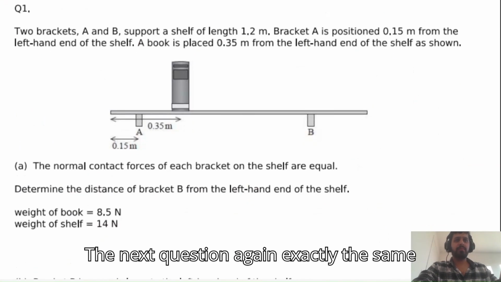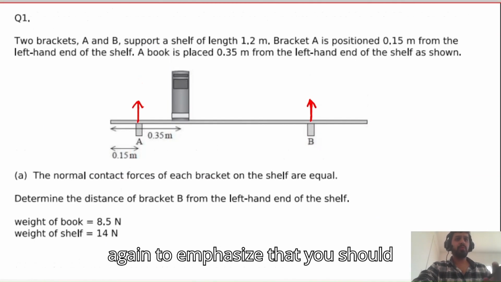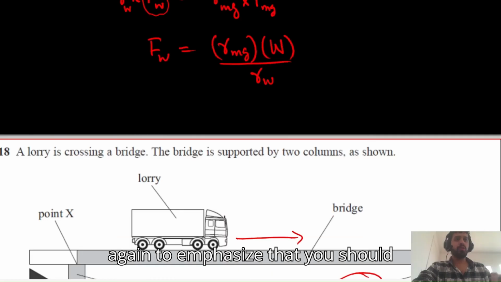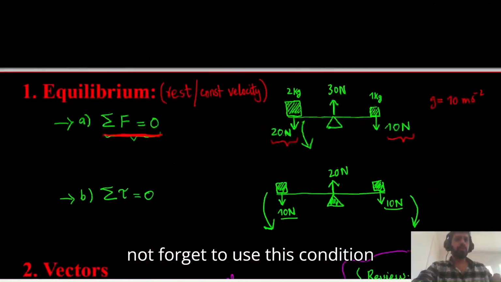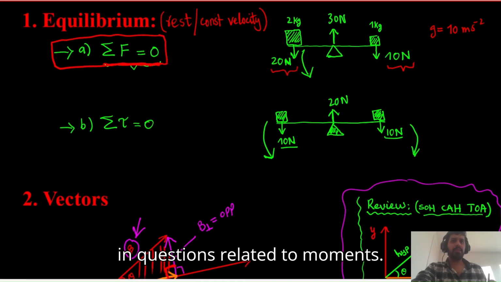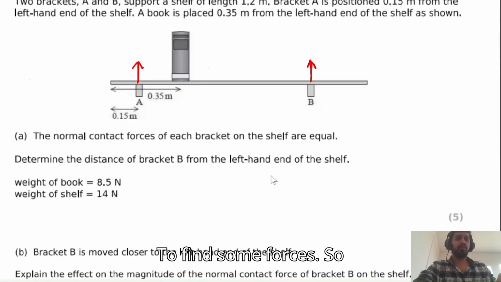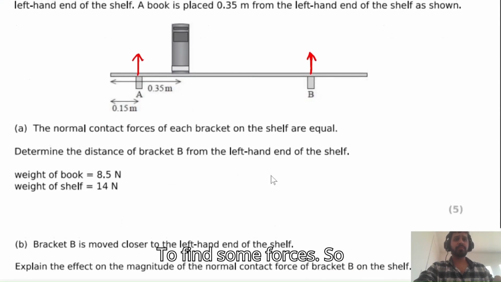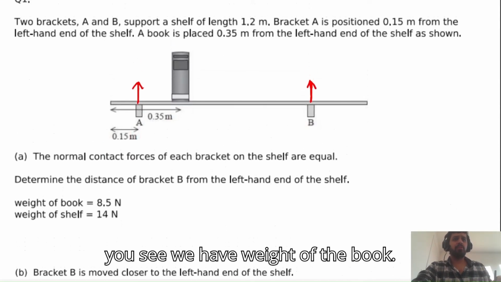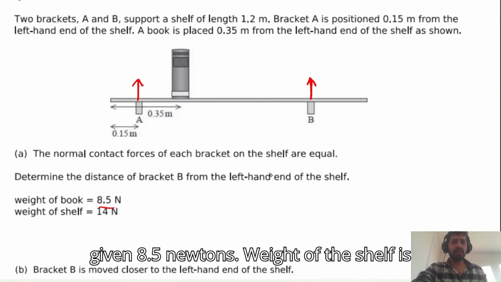The next question, again exactly the same concept. Now the reason I include this question is again to emphasize that you should not forget to use this condition in questions related to moments. You have to apply this condition in some questions to find some forces. So you see, we have weight of the book. Is it given? Yes, weight of the book is given, 8.5 newtons. Weight of the shelf is also given.